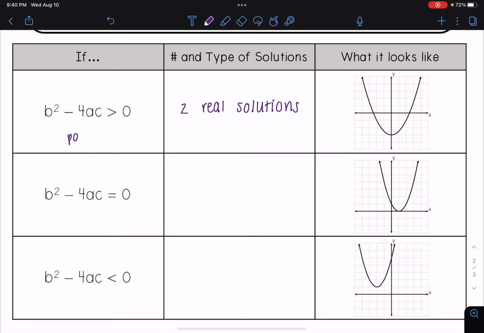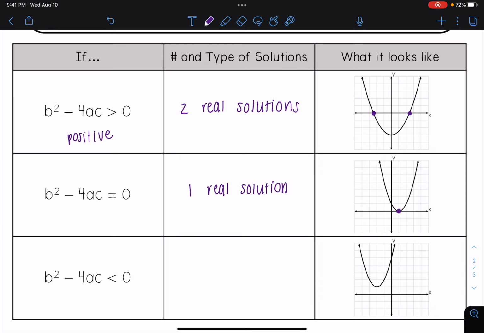So in other words, this is positive. And a graphical example of what that would look like is a parabola that crosses the x-axis in two places. So I'd have two real solutions here and here. If our discriminant is equal to 0, then there is one real solution. And we see in our example here, the parabola touches the x-axis in exactly 1 point.